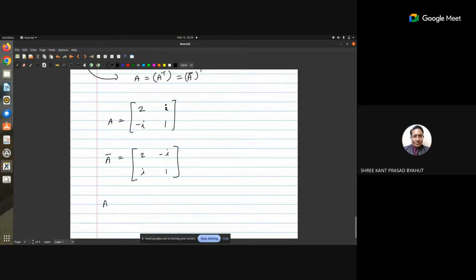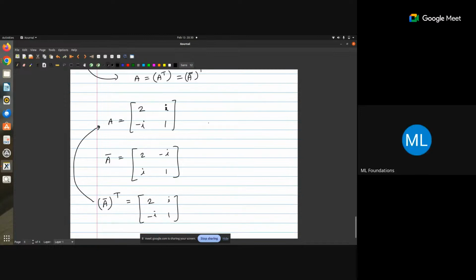And what is the transpose of this? Then it will be 2, i, minus i, 1. And is it looking the same as A? Yes. And hence matrix A is a Hermitian matrix.